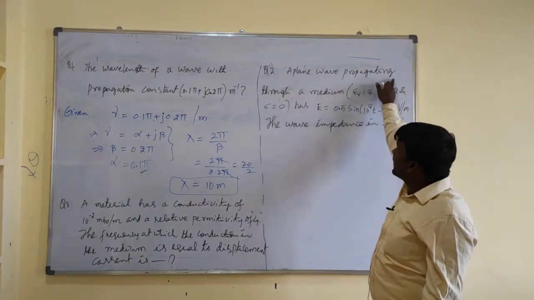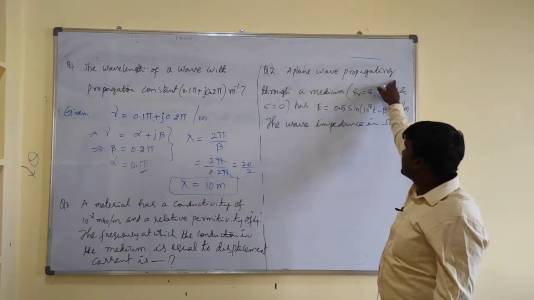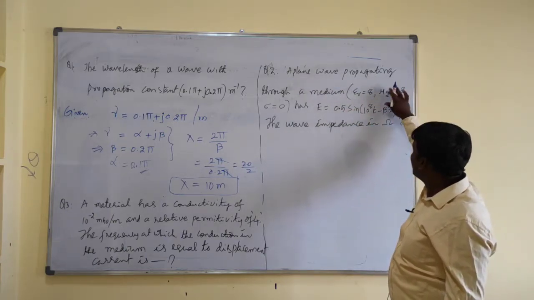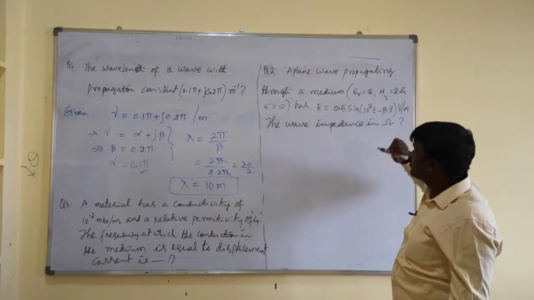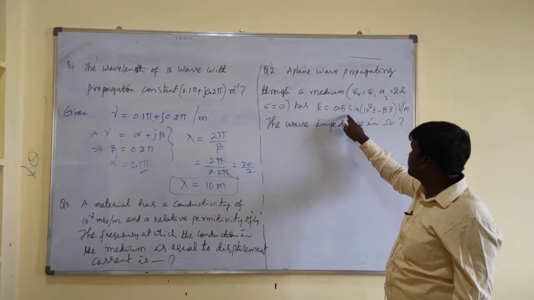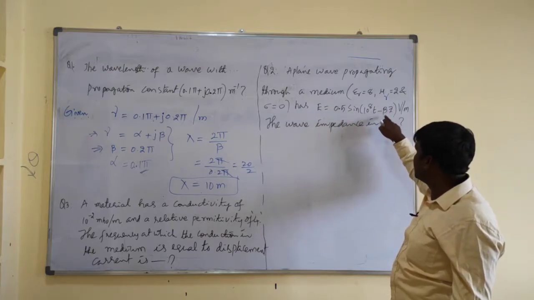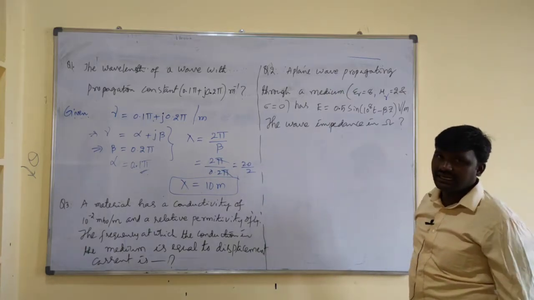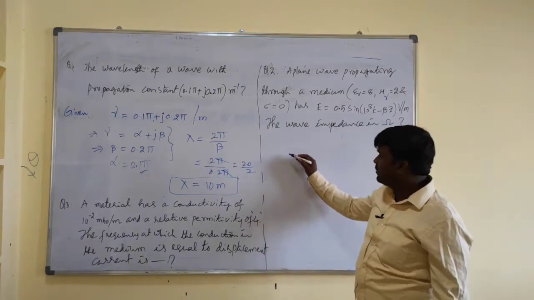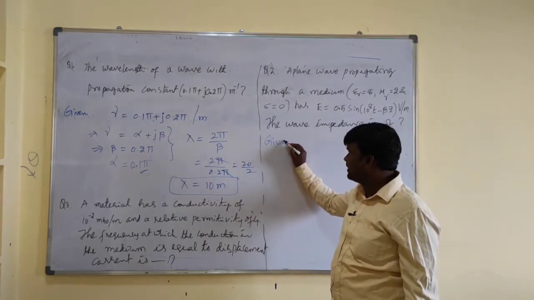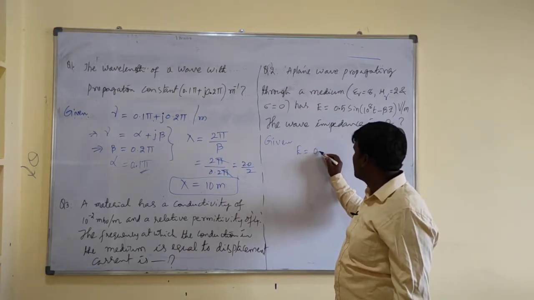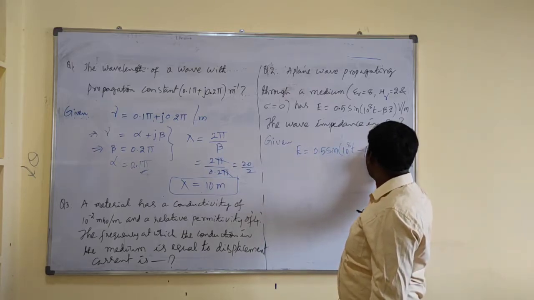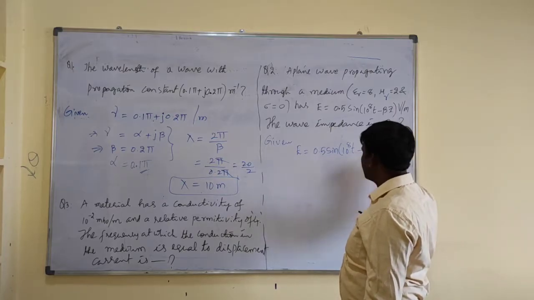A plane wave propagating through a medium with epsilon r equal to 8, mu r equal to 2, sigma equal to 0, has E equal to 0.5 sin(10^8 t minus beta z) volt per meter. The wave impedance in ohms is dash. Okay, we need to determine what? Given E as 0.5 sin(10^8 t minus beta z) volt per meter.